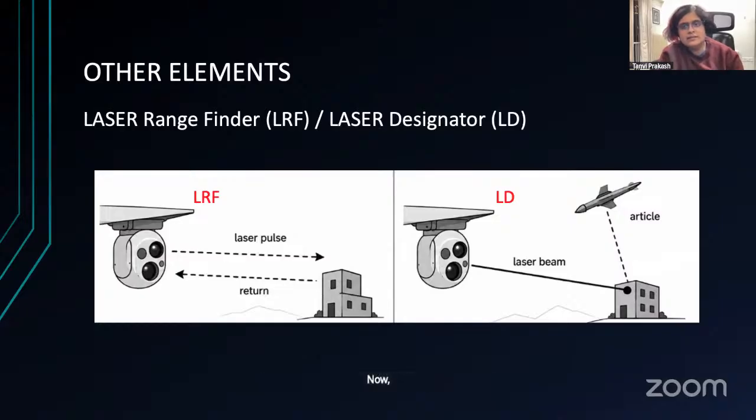Now, laser designators, this is something which is actually more in the weapons domain. When a UAV is used to paint a target, what's known as painting a target.